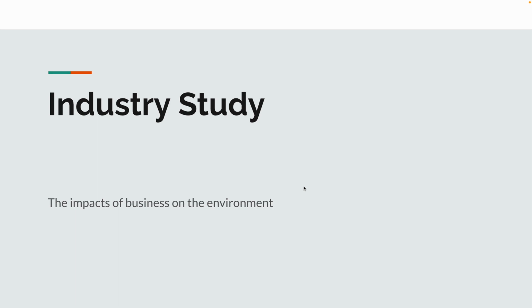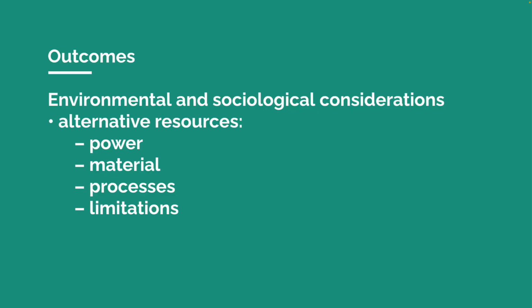So with environmental factors, that's another major area for the industry study, and it's looking at the impacts of a business having on the environment. So what happens to the environment when that business is running its production processes and everything like that. So the outcomes in it is environmental and sociological considerations, alternative resources, power, material, processes and limitations. So that's the dot point outcome that we cover with this. This will go into more detail, so you don't need to catch that at this point.